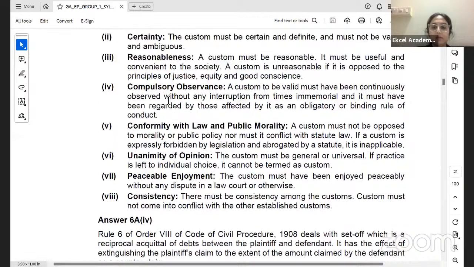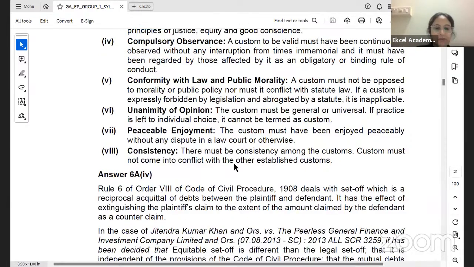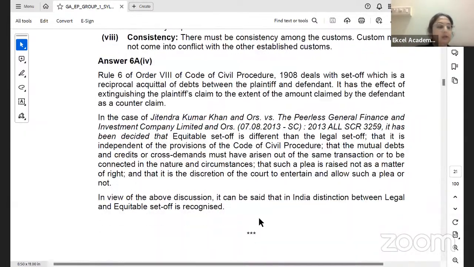But always do this: write a subheading and then start writing the explanation directly. Don't just write "Custom must be certain", because you should attract the person who is correcting the paper. You have to write "Certainty". Underline it if there is time, so that his attention immediately goes there, and he looks into these points, certainty, reasonableness, then only he'll feel like giving you marks. Okay, don't just write explanation. Wherever possible, give the subheadings.